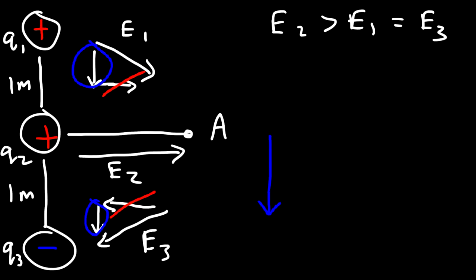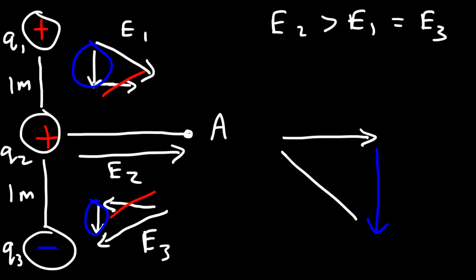And now let's combine that with E2, which is going in this direction. And so the net electric field, if we combine these two vectors, or let's delete this one and just add it here, we can see that the net electric field is going to be in that direction. And so that's how you could determine the net electric field vector for this particular problem.